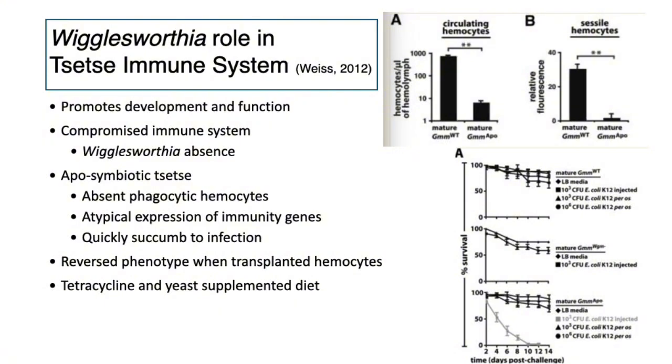The paper didn't really touch too much on the injected versus the oral. But the main takeaway from this graph was just to show that there is a decrease in survival when the fly is rid of all of its symbionts. It is unable to produce a stable and effective immune response.